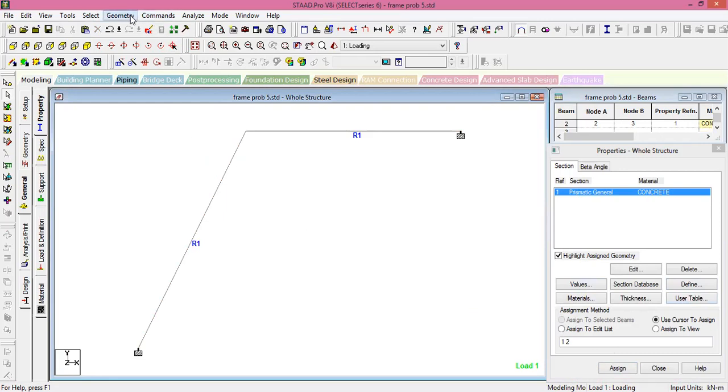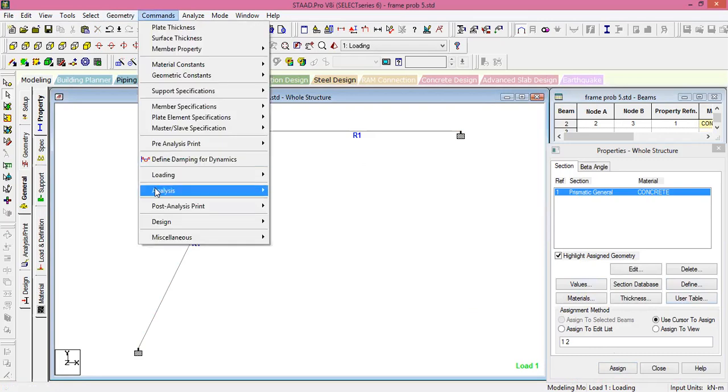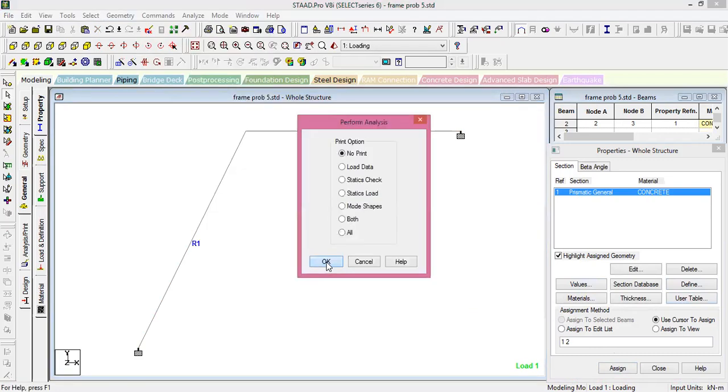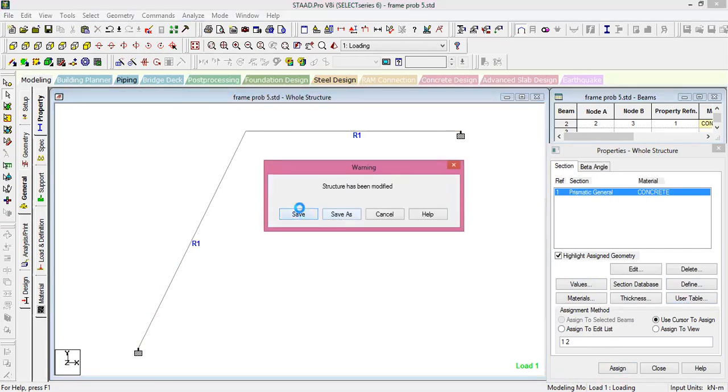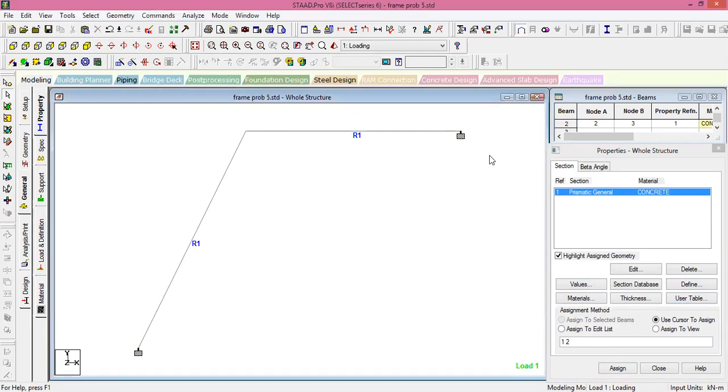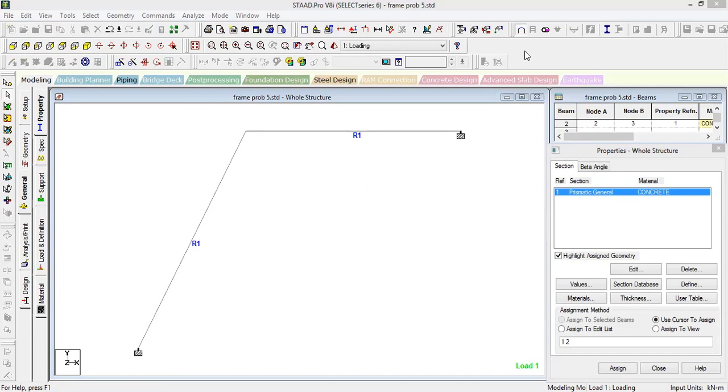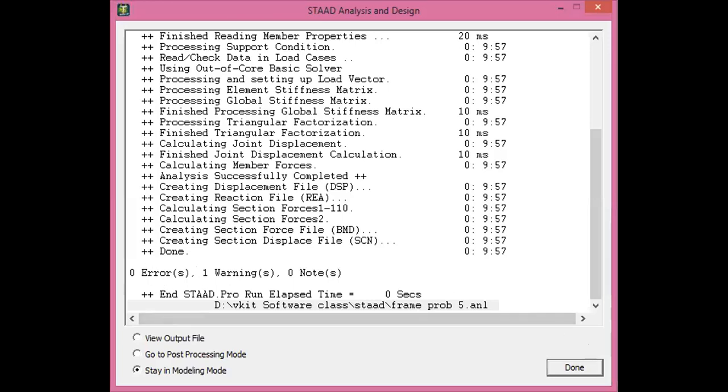Let's go to commands, analysis, perform analysis. Okay. Then we will see analyze. Save. And now it has analyzed, and you can see there are 0 errors.